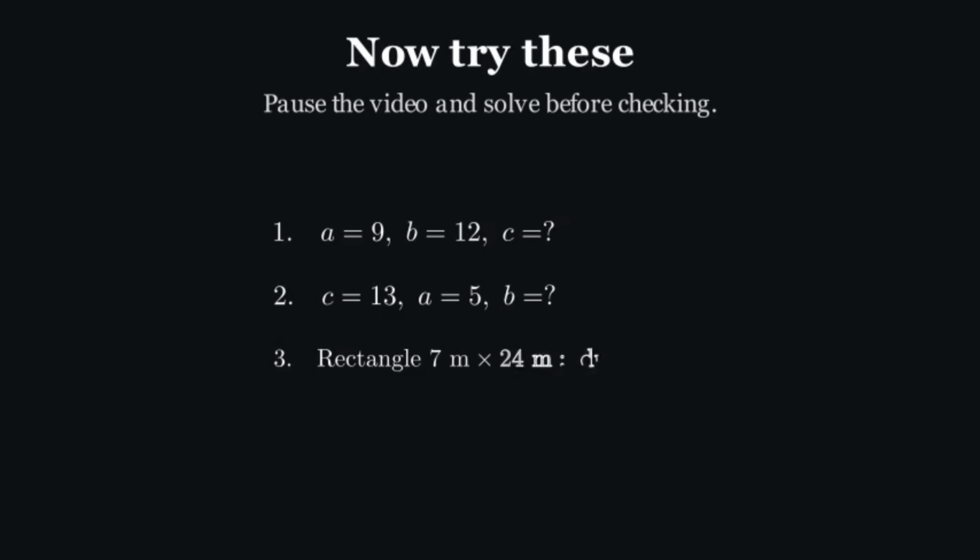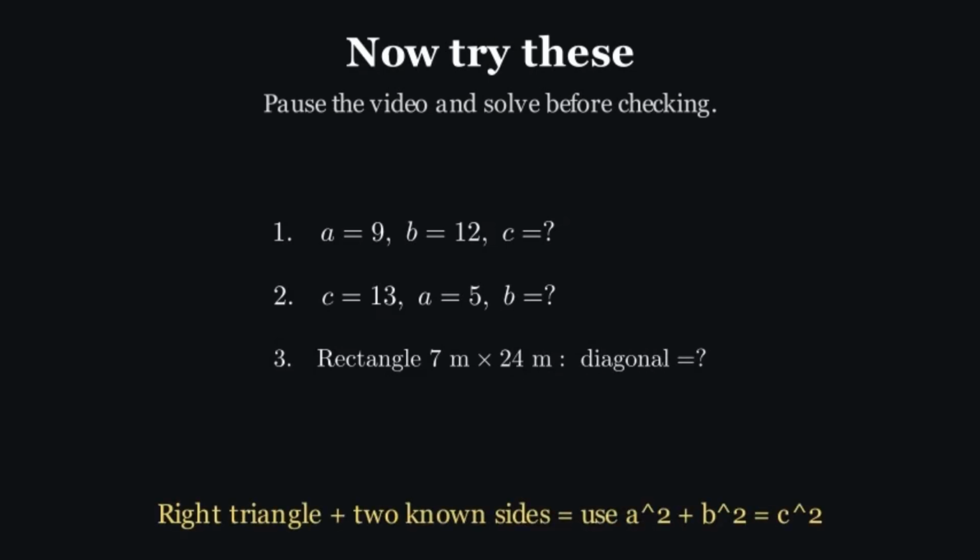Pause the video and solve these practice questions. Use the formula a squared plus b squared equals c squared. Write your answers in the comments. Remember, the Pythagorean theorem works only with right triangles.